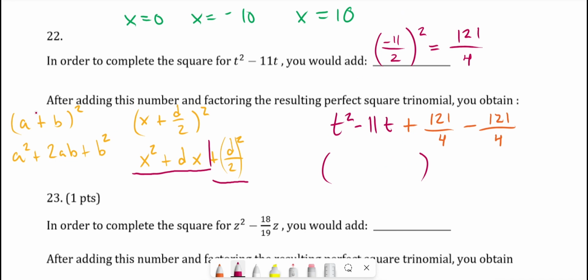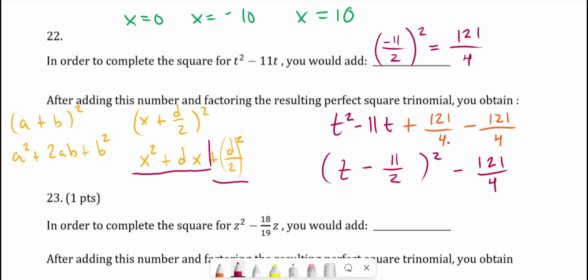That is to say, just something, x plus something squared. That something is the half of 11, the thing playing the role of d over 2 here. So that's going to be t minus 11 over 2 squared minus 121 over 4.